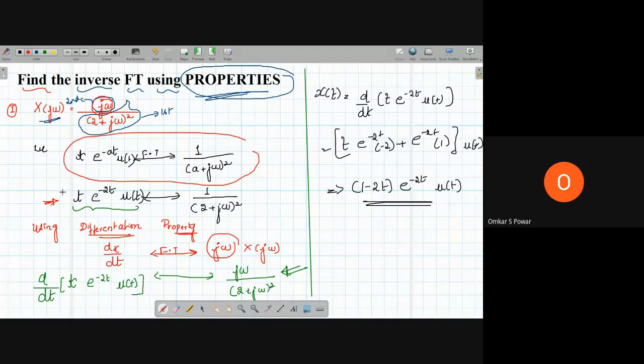So I'll get the corresponding time domain signal. Then what I have here is j omega divided by 2 plus j omega, the whole square. If you multiply in the frequency domain by j omega, that will be differentiation in your time domain. So differentiation of this left hand side term is nothing but your time domain signal. Okay, so all these things you have to write it once.